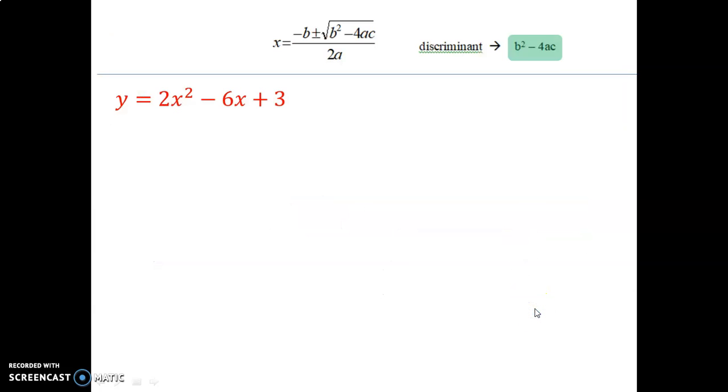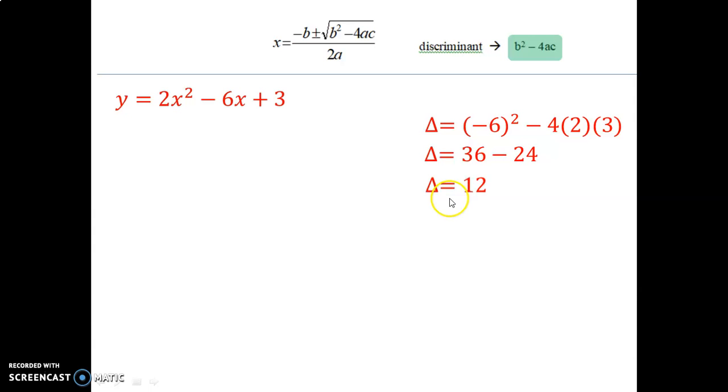Now that you know what the discriminant is, let's try to find the discriminant for some quadratics. So here's a quadratic. Here's the discriminant again. Can you find the discriminant value for this quadratic? Okay, let's check your work. Discriminant equals b squared minus 4ac. This squared, negative 6 squared, is 36. This is 24. So we have 36 minus 24. The discriminant value is 12.